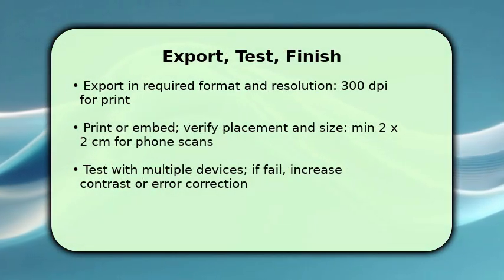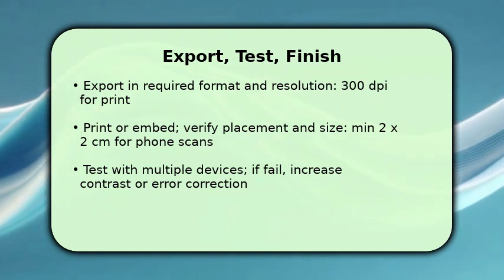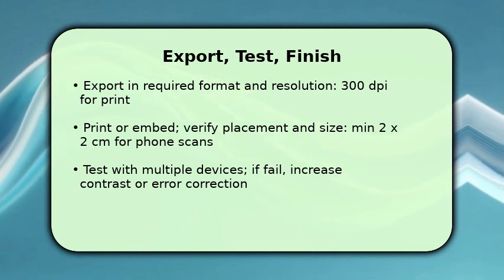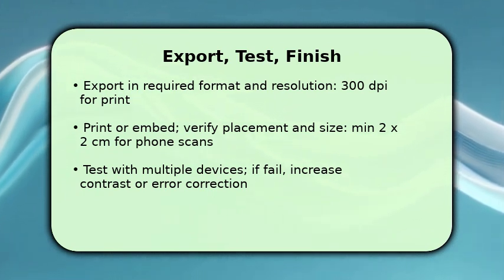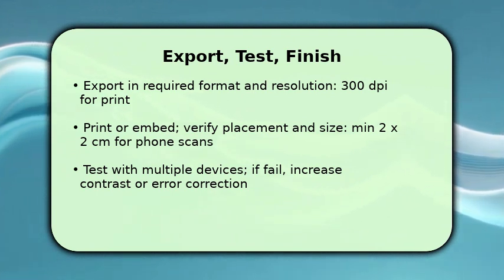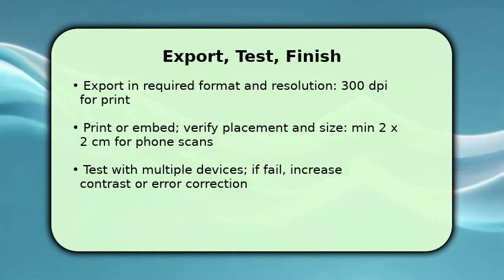Finish by exporting the QR in the chosen format and resolution. Use 300 dpi for printed cards and scalable SVG for large prints. Once exported, place it into your birthday card or digital invite and make sure the printed size meets minimum scanning guidelines. Test the code with multiple phones and apps to confirm it opens the intended content.